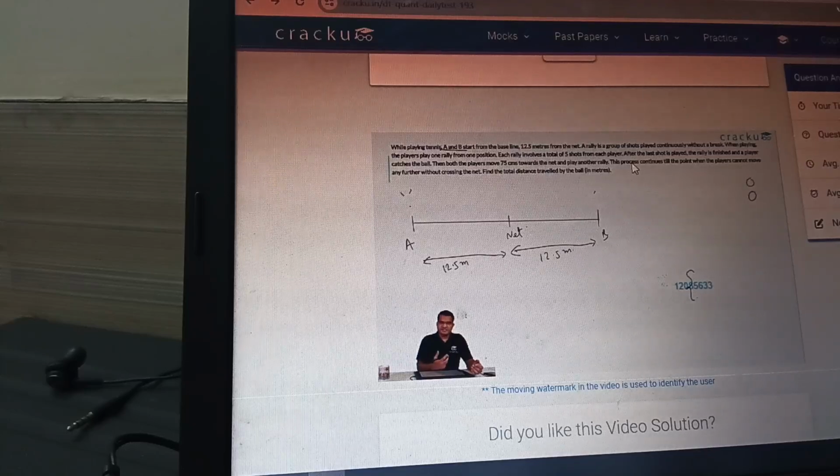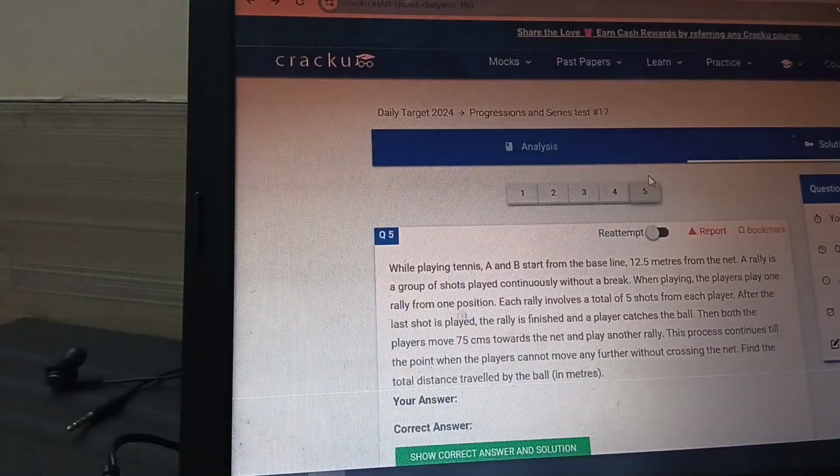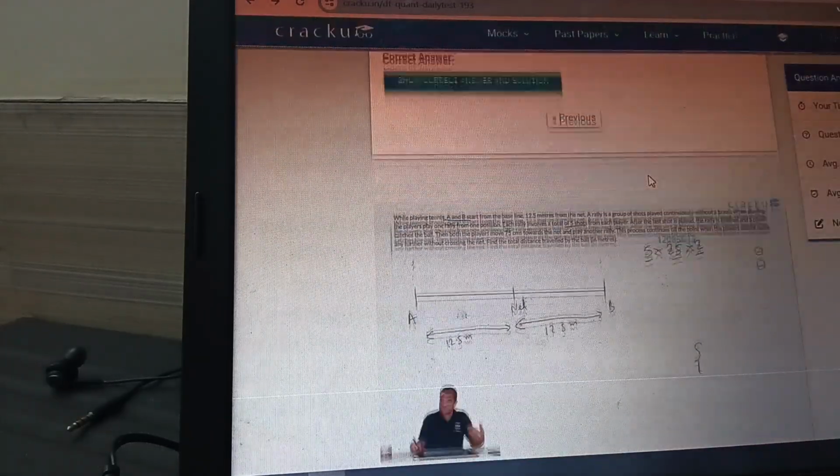So the total distance traveled by the ball in the first rally is 5 into 12.5 plus 12.5, that is 25 into 2, because each rally involves 5 shots from each player. So in the first rally, A will hit to the net, the ball will cross the net and go to B, and the ball will again come back over the net to A. So the total distance traveled is 5 times that, so 5 times 25 into 2. This is the first rally.